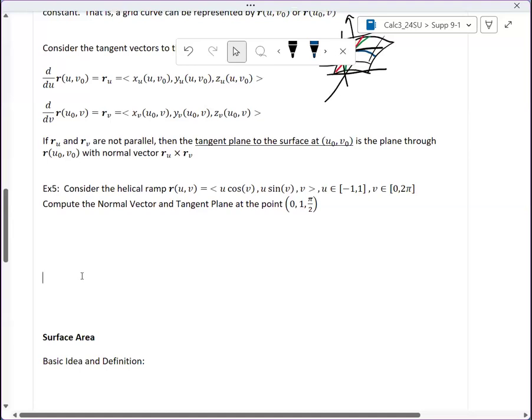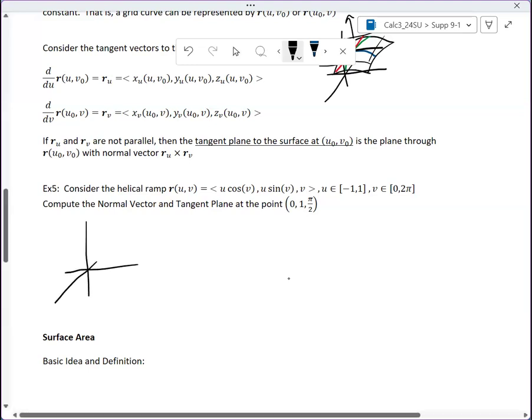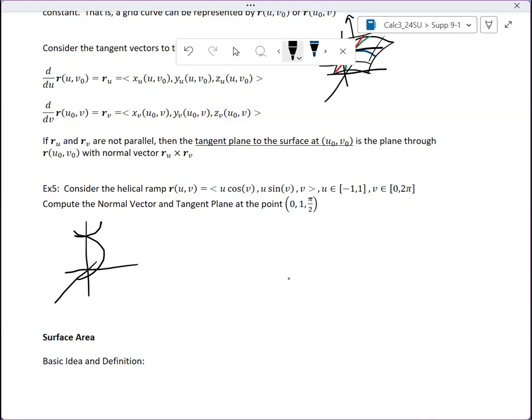Okay, so let's look at an example. We're going to consider this helical ramp, r of u,v equals u cos v, comma u sine v, comma v, where u can vary between -1 and 1, and v between 0 and 2 pi. So I'm going to try to draw it here. This looks like a helix like this. But this tracing of a helix would only be, for instance, when u equals 1.